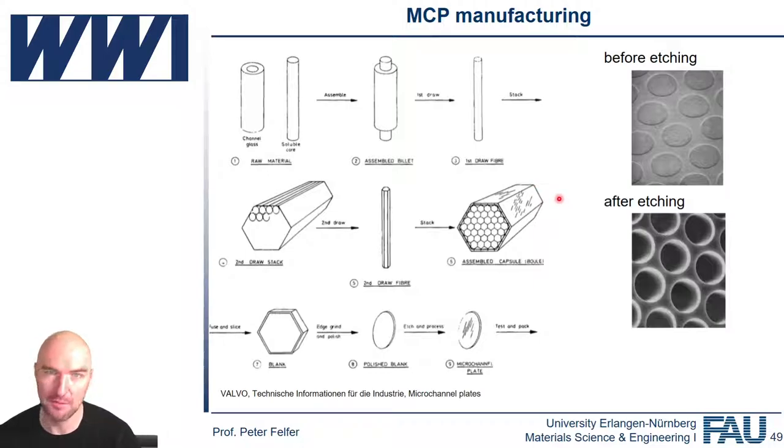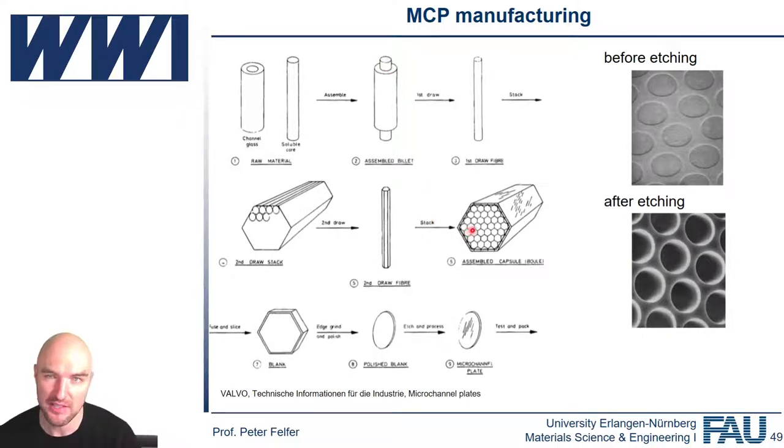Another thing to know about those MCPs is how they are made. Essentially, they are made by bundling glass fibers, coated glass fibers, into bundles and stacking them. And then eventually we just etch out the glass in the middle here. Yeah? So why should we care?